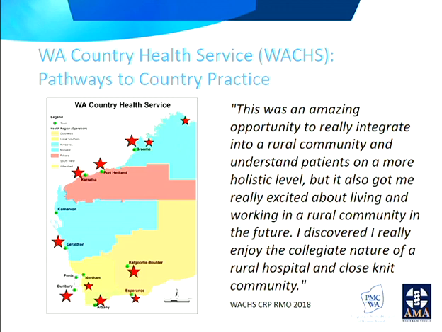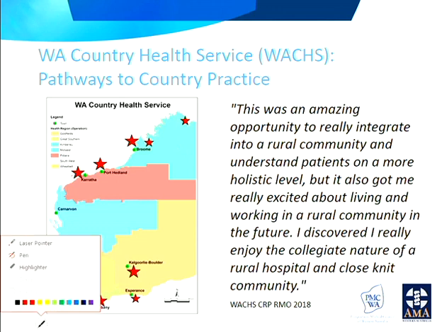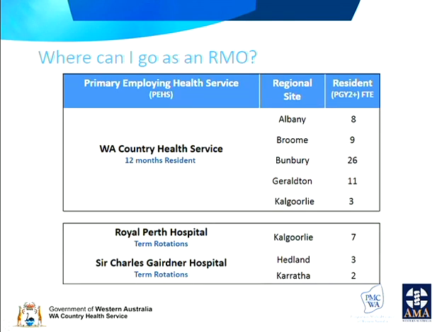So the map here shows Western Australia. The large stars are all the places where you can go on a rotation from a rural hospital or even working directly with WACHS. And the smaller places are where you can go on a community residency placement, and I'm going to talk to you about that. Okay, so where can you go?